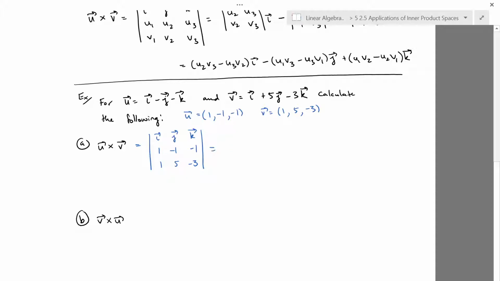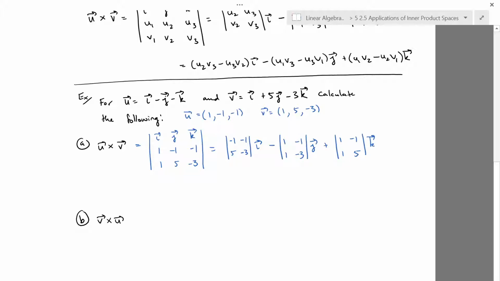Now we expand by cofactors. First for i, it should be these four entries: negative 1, negative 1, 5, negative 3. Then minus for j, it should be these four entries: 1, negative 1, 1, negative 3. And then for k, it should be these four entries: 1, negative 1, 1, 5.